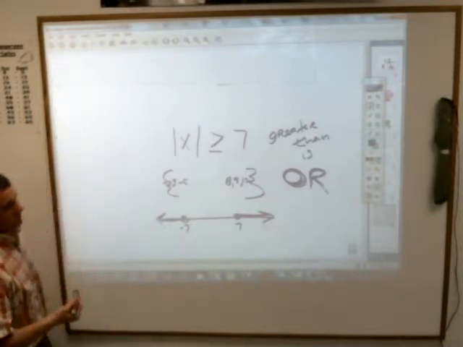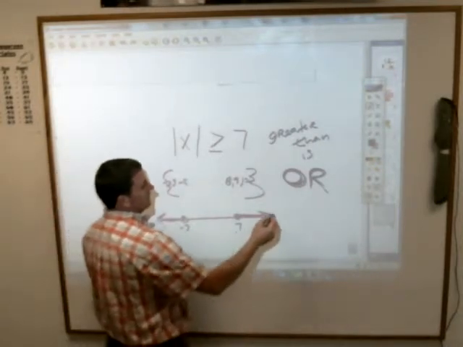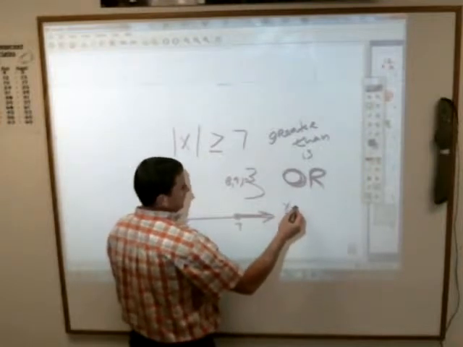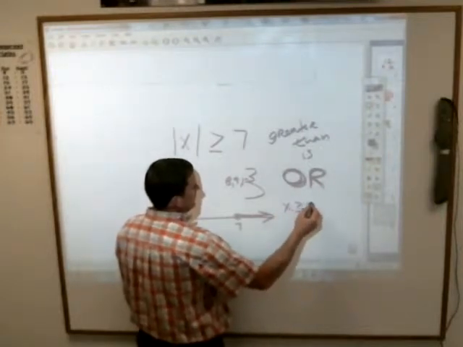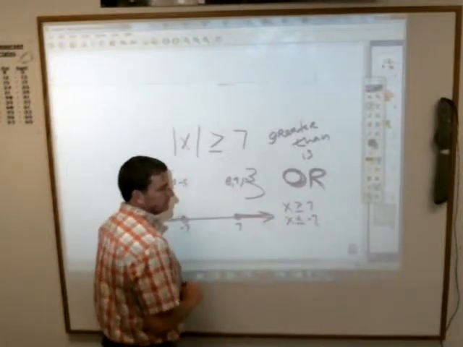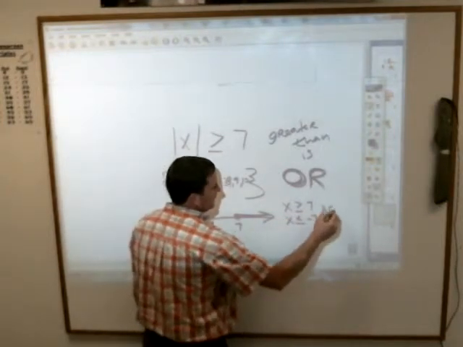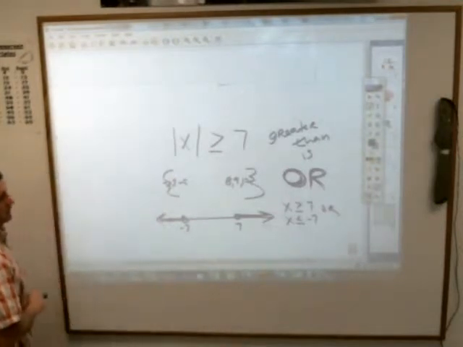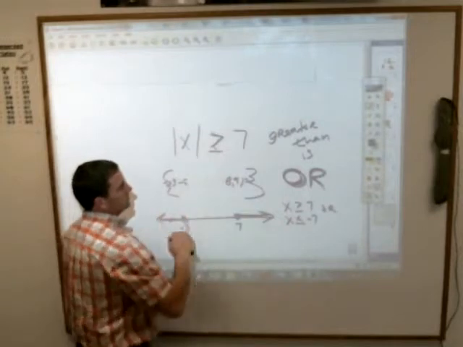Which means we can't put it together. You just have to say that x is greater than or equal to 7 or x is less than or equal to negative 7. You have to actually write that out. x is greater than 7, or less than negative 7. So when you see the greater than symbol, that's what you get.